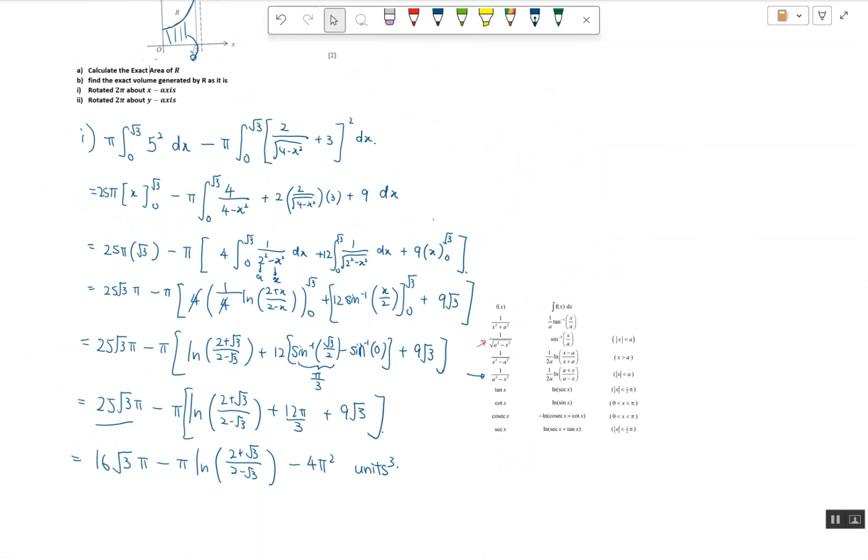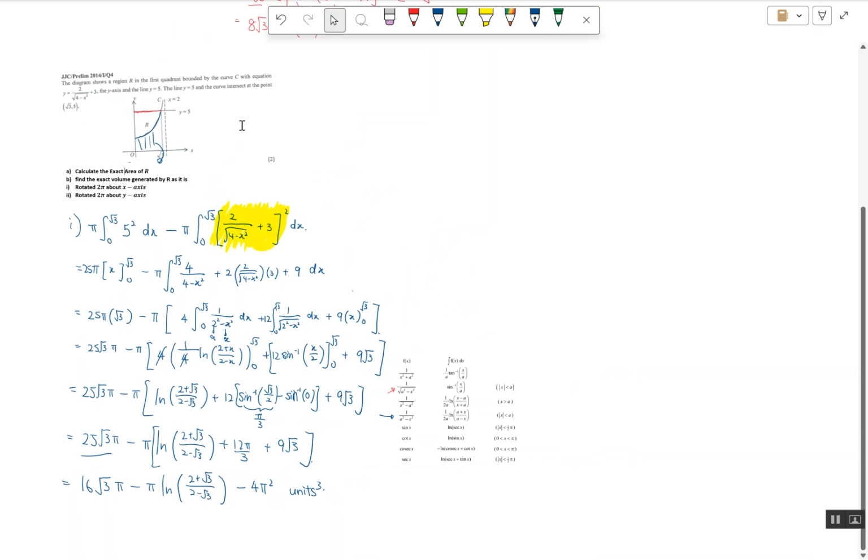Okay, and this is how you leave the exact volume when it is generated about the x-axis. Okay, so anything complicated squared, you can still open it up by just using normal expansion, and then you realize that after that you can use your formulas to do it.